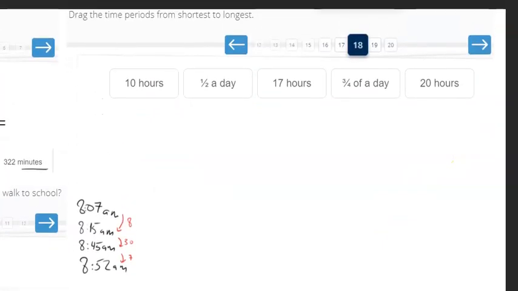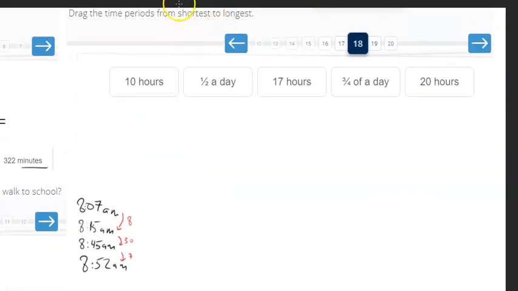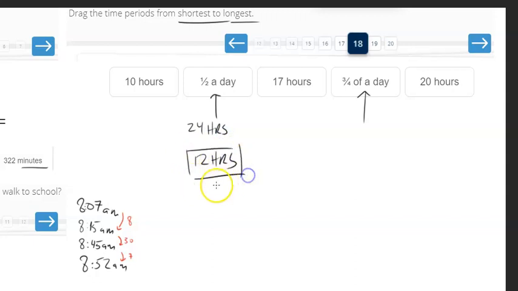Now there's one more question in regards to this skill, and this has to do with dragging time periods from shortest to longest, or longest to shortest depending on the question. Now this has already been put into shortest to largest. This is the solution here, but what we want to know is, how do we know we put half a day here and 3/4 of a day here? Well, all the other ones have been given in hours, so that's fine. We want to figure out, well, half a day, how many hours are there in a day, and what's half of that? Well, we know there are 24 hours within a day, so half of this is 12 hours. So this here, half a day has to be 12 hours, and that fits in between the 10 and the 17.